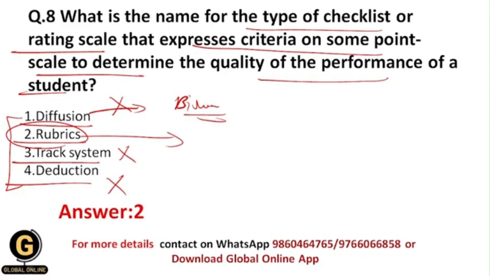And that's why, understand over here that a rubric is a type of checklist or rating scale, and it is useful to give some criteria on some point scale, so that we can determine the quality of the performance of a student. Okay, that's why your correct answer should be 2 over here.